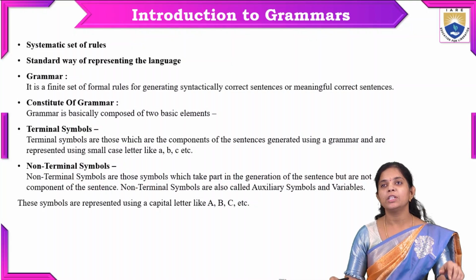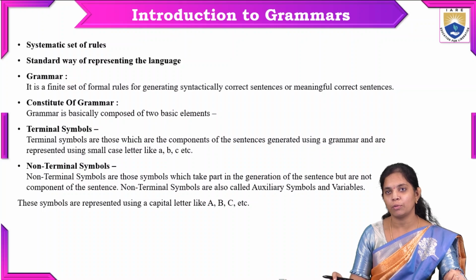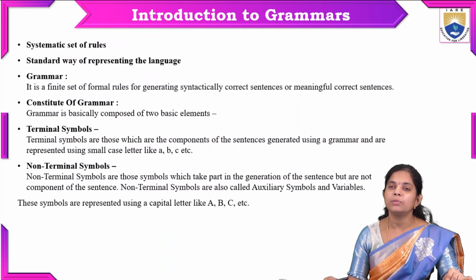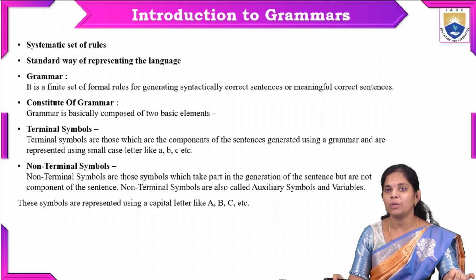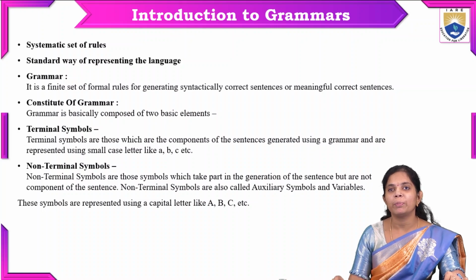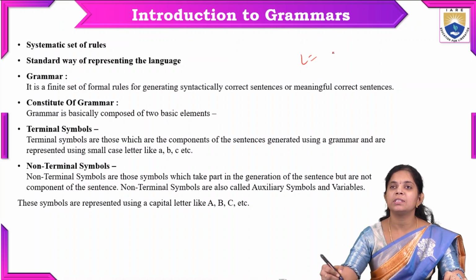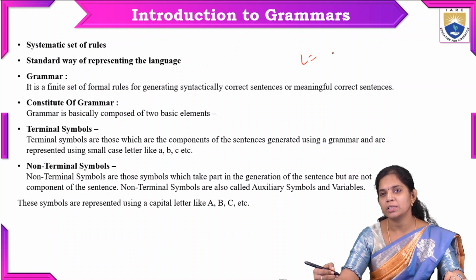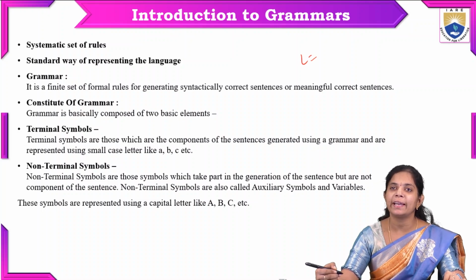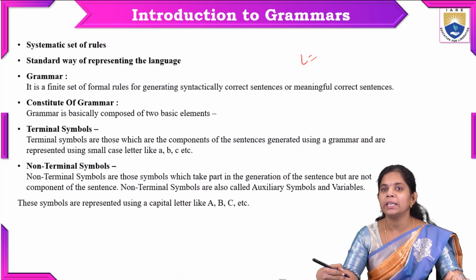So, introduction to the grammar. How do we define grammar? Grammar is nothing but a systematic set of rules. The set of rules we represent in a systematic way is named a grammar, and it is a standard way of representing the language. The language we have been discussing till now, whether it is a regular language or a context-free language, whatever it is, we need to represent it systematically in a grammar.